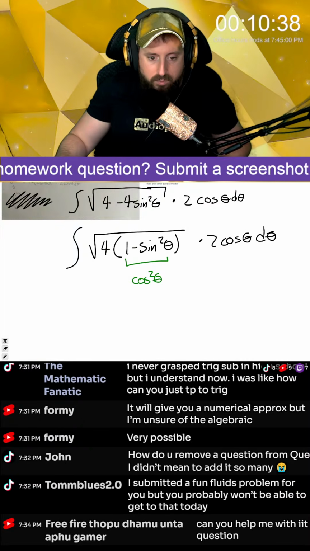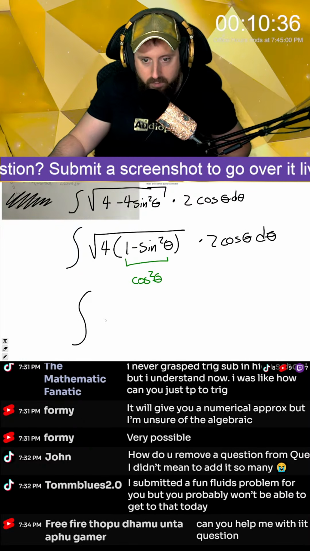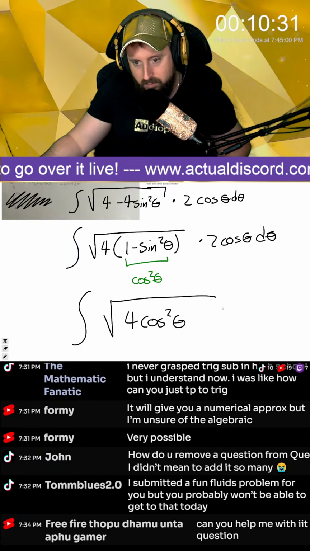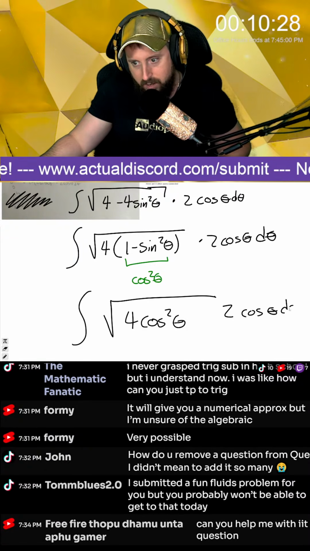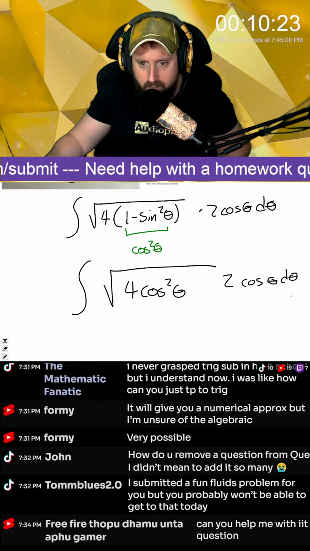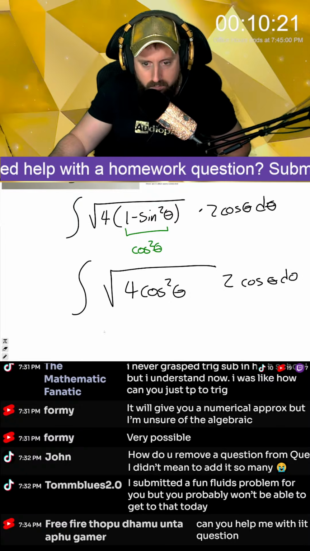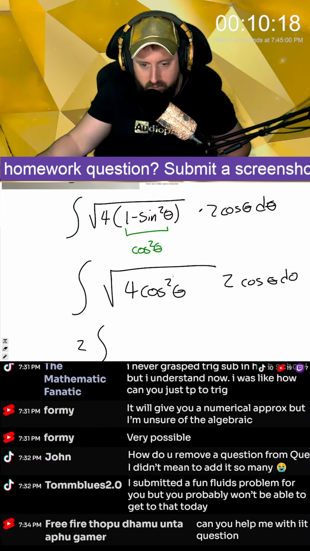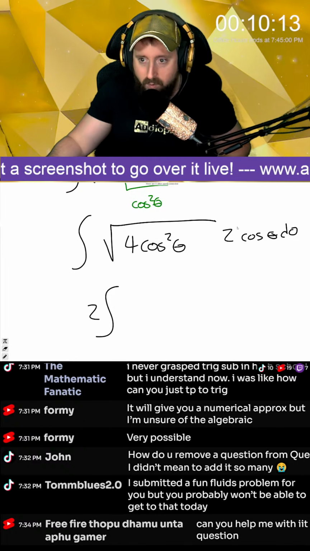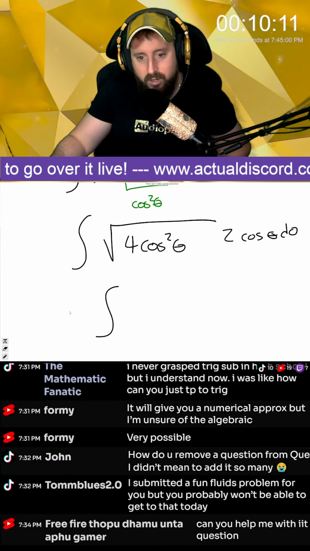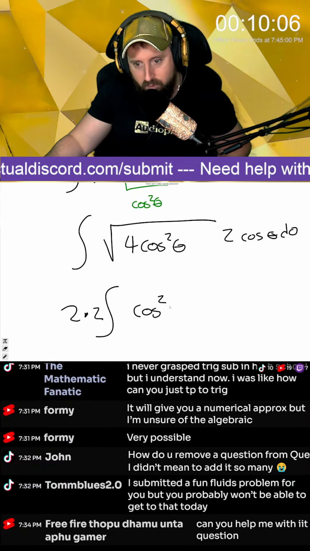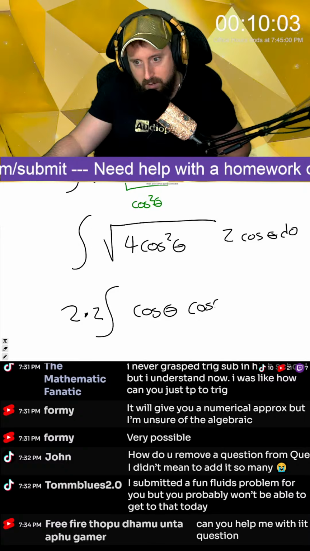Cosine squared theta. Okay, cool. So now we have the integral of the square root of 4 cosine squared theta times 2 cosine theta d theta. And so, what is that? Square root of 4 is 2. Square root of cosine squared is cosine. So now this is the integral of 2, and there's another 2 here. Sorry, there's 2 times 2, and then you're going to have cosine theta d theta.